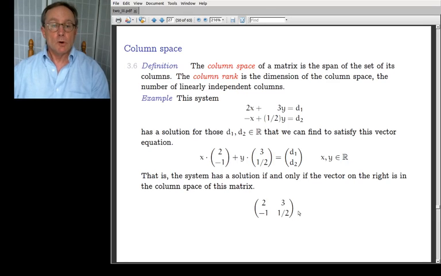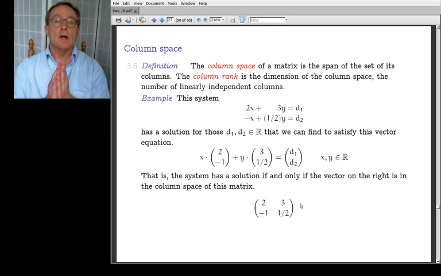So we talked about this kind of stuff in the first chapter. When can you get a particular right-hand side? Well, we now have the terminology for it. When the right-hand side is in the span of the columns on the left. When the right-hand side is in the column space of the matrix.